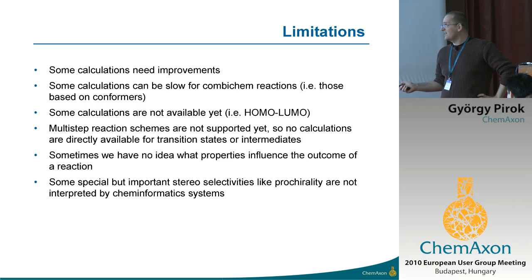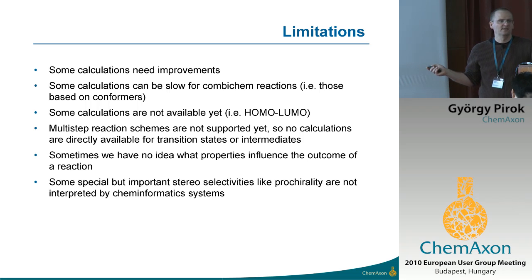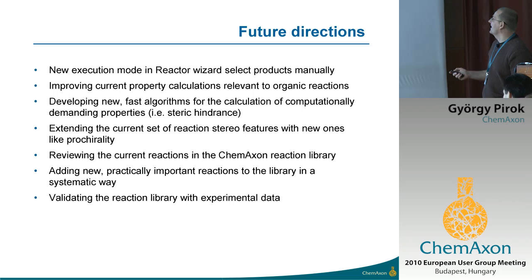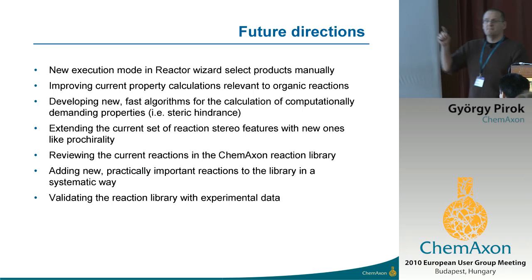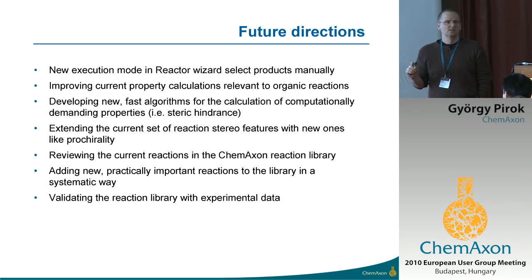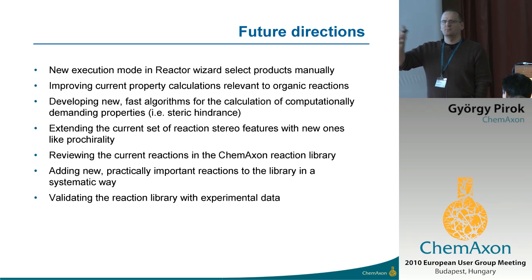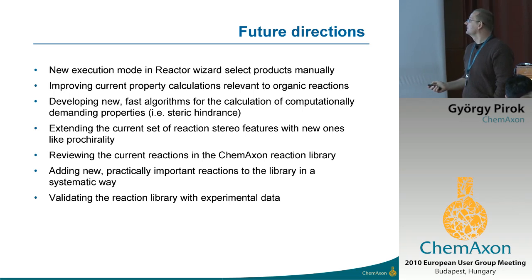So you can have reactions which are selective by prochirality. It will be something new. Future reaction. And this is my last slide. New execution mode in Reactor, in which you can manually select the products. So it will show all the alternative products if there are more than one, and you can click on the one that you want in the output. So you can drive it manually if you prefer.